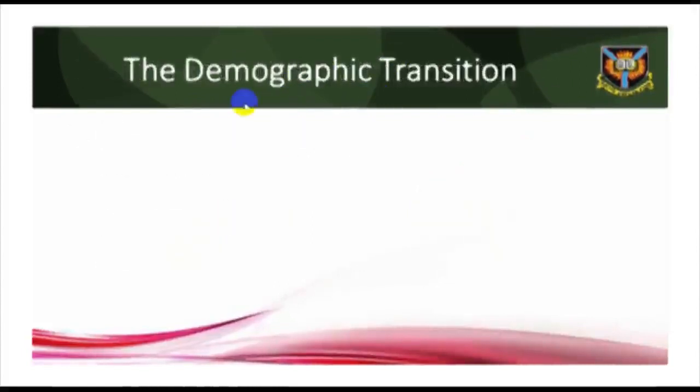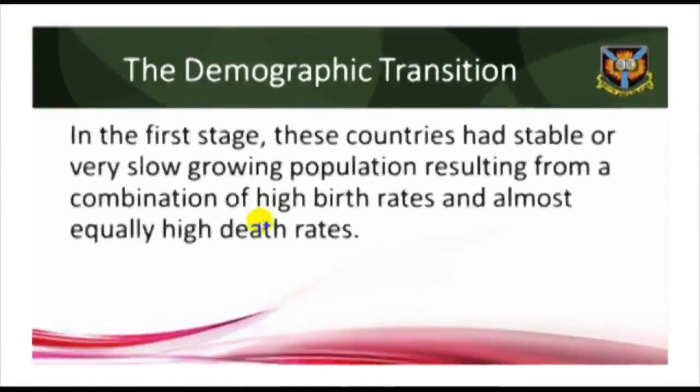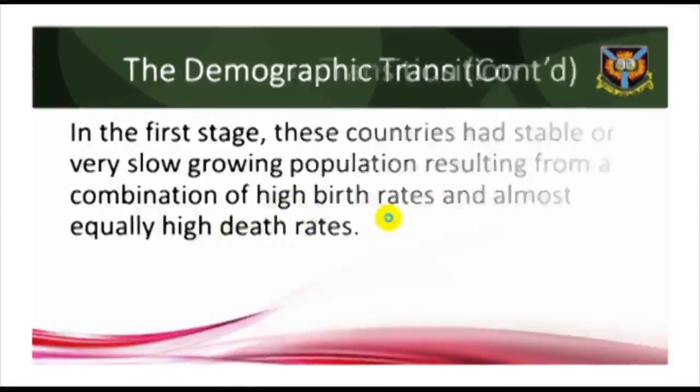The demographic transition. This model attempts to explain why all contemporary developed nations have more or less passed through the same three stages of modern population history. In the first stage, these countries had stable or very slow growing population resulting from a combination of high birth rate and almost equal high death rate.